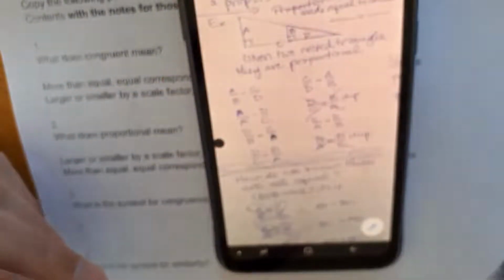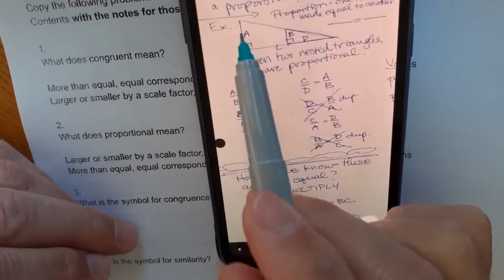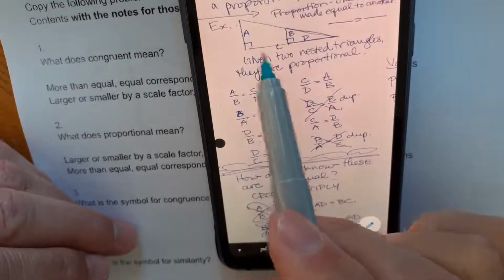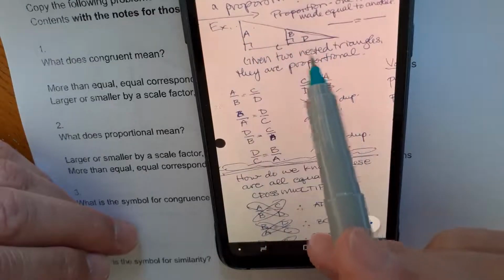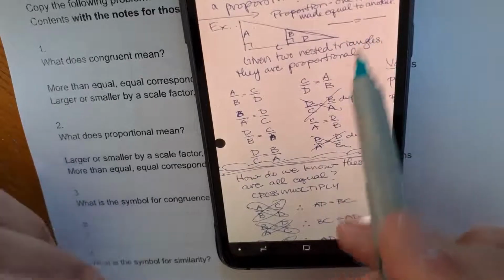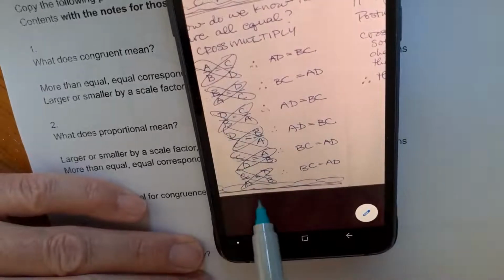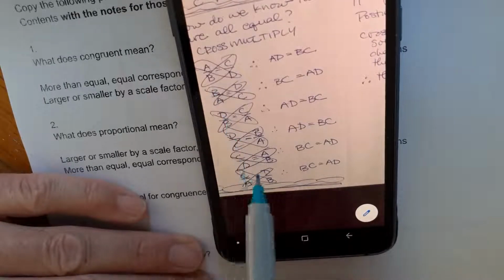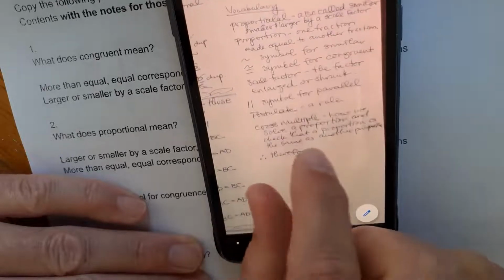This is a scale model of a triangle right here. This is a smaller one. It's a scale model of the larger one. Or the larger one could be called the scale model of the smaller one. These are related by a scale factor, and we can use a proportion, which is one fraction made equal to another, to solve these. We're going to show that in the problems we do. Write all these notes into your comp book, please. Explore the different proportions that we have. There's options there. Explore the vocabulary.